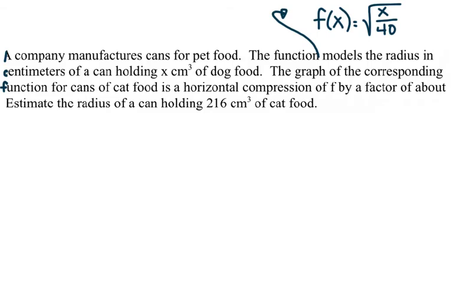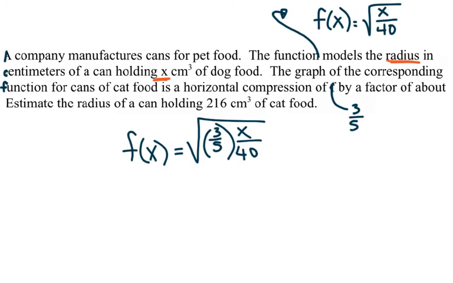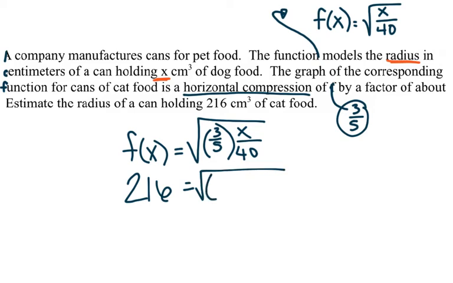Alright. Go ahead and read this one, see if you can figure out where things go and what you're trying to find. Okay, so this one's also hard because it says horizontal compression of 3/5. That is when you put the number in front of the x inside the radical. That's why I have 3/5 inside the radical. X is representing radius, and I know that the can is 2/16. So what I'm trying to do is work backwards to figure out what x equals. So first thing I'm going to do is square both sides to get rid of that radical.